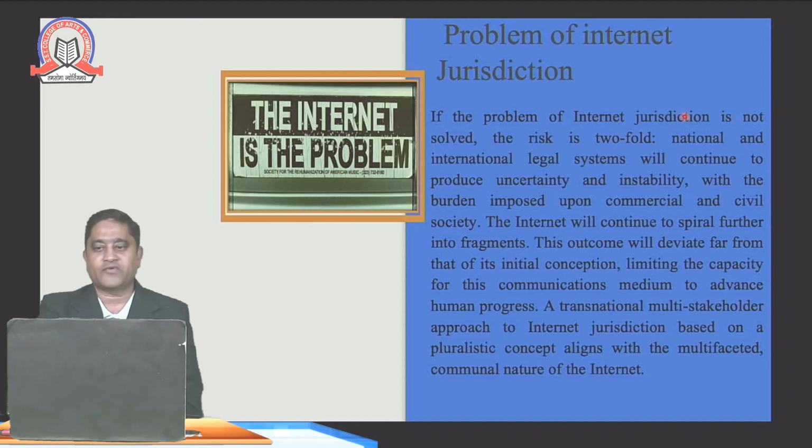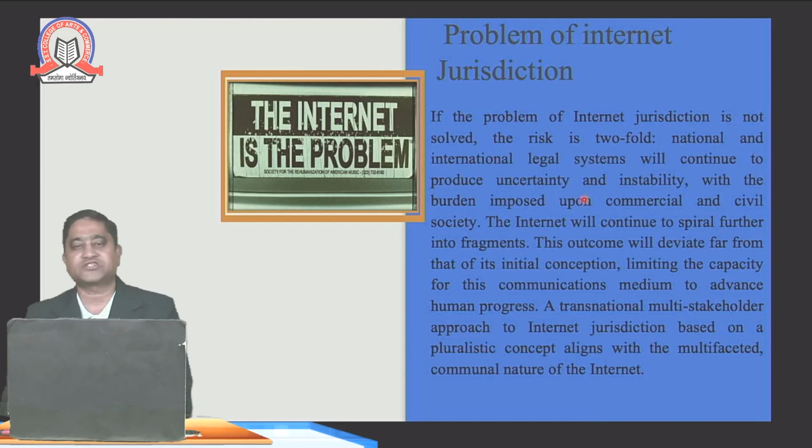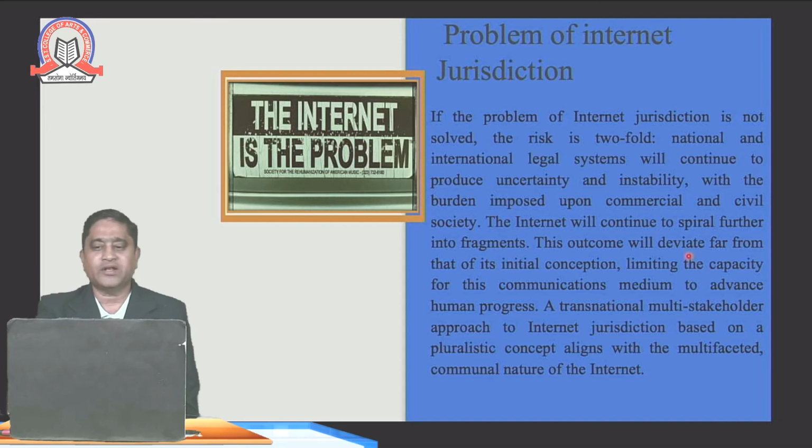If the problem of internet jurisdiction is not solved, the risk is twofold: national and international legal systems will continue to produce uncertainty and instability, and the system will come to a standstill. The outcome will deviate far from the initial conception, limiting the capacity of the communication medium as it advances. A transnational multi-stakeholder approach to internet jurisdiction aligns with the multifaceted communal nature of the internet.